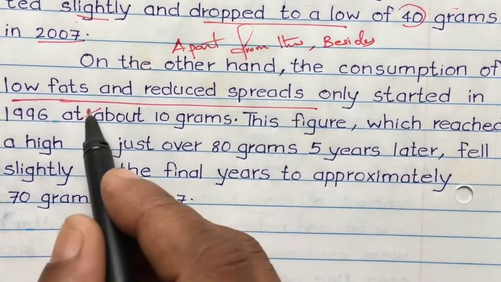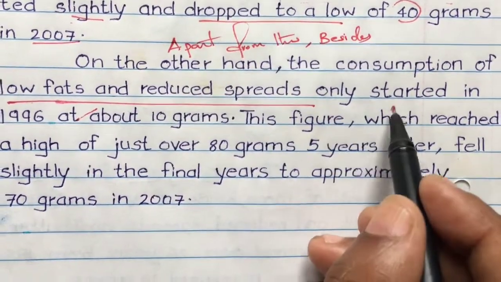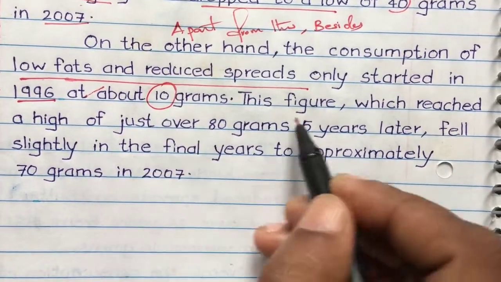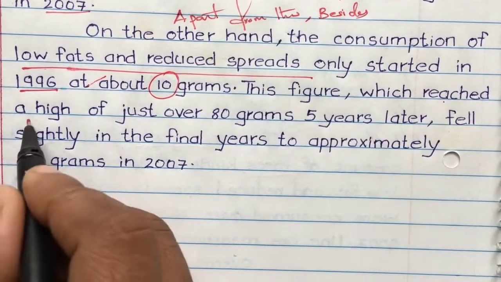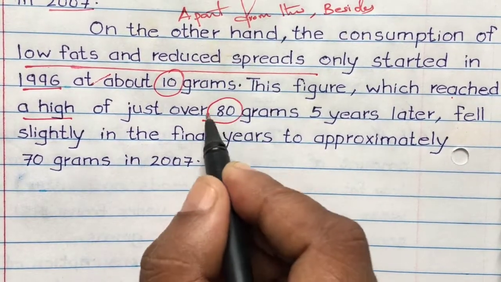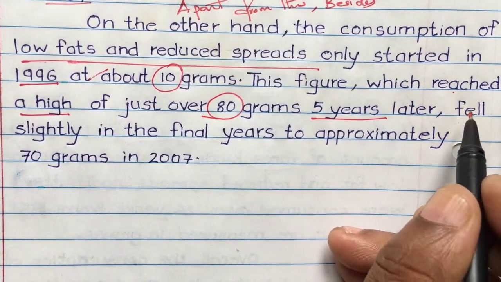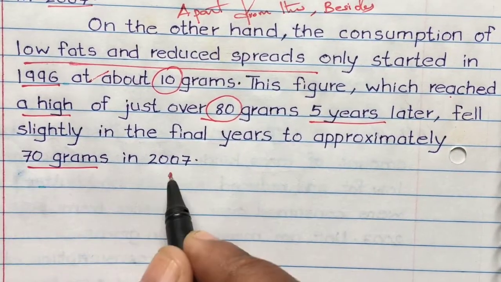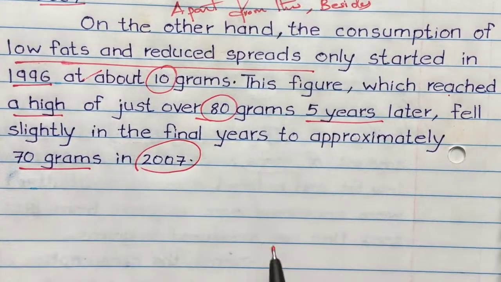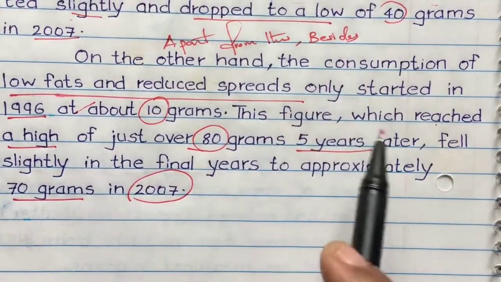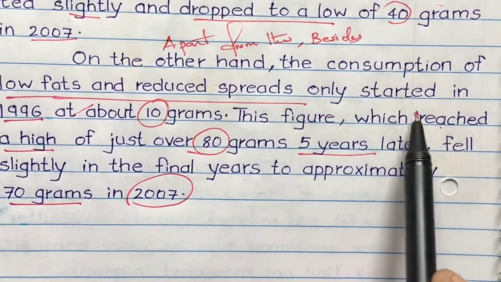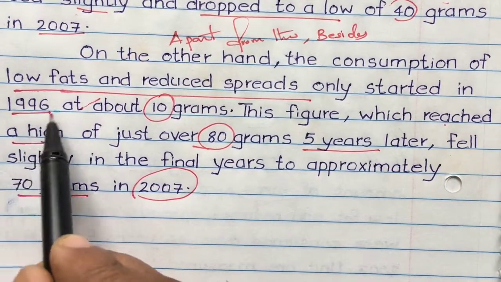The consumption of low fats and reduced spreads only started in 1996 at about 10 grams. This figure, which reached a high of just over 80 grams 5 years later, fell slightly in the final years to approximately 70 grams in 2007. See the trend, I'll tell you, then I'll show you in the graph. The consumption of this particular area, I mean low fats and reduced spreads, started in 1996.